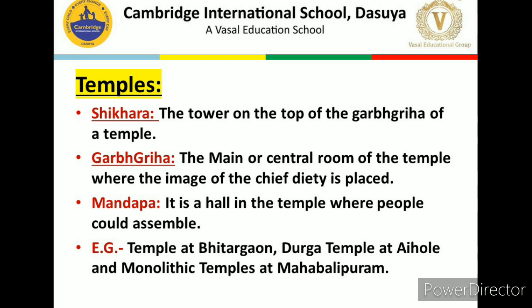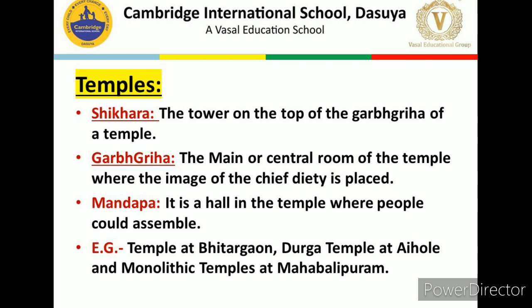And next is Mandapa. Mandapa is a hall in the temple where people could assemble, where they can do the prayer and other things also. So that is the Mandapa. And in this chapter, we have discussed two or three temples.